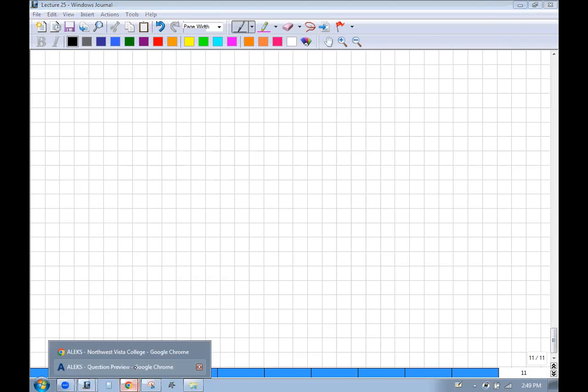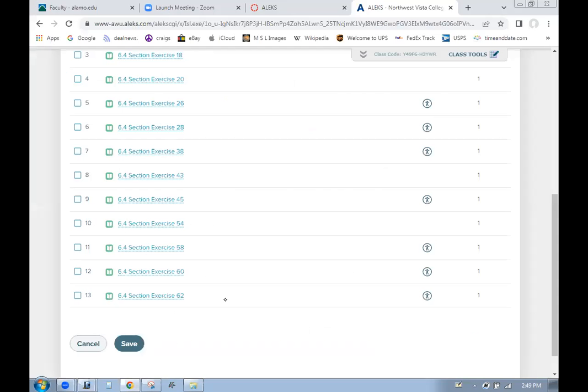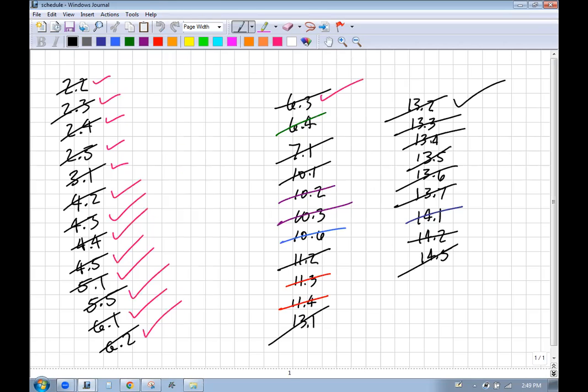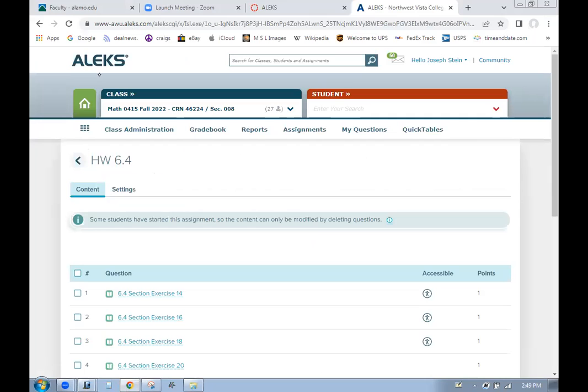All right, so 6.62. Except for this section, let's see. Give it a red check mark. That's 6.4. Look at 7.1. Okay, how do I get to 7.1?